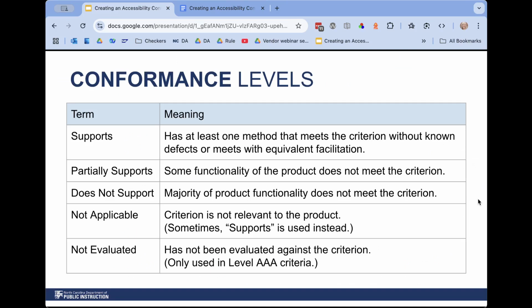All right, and then of course, not evaluated is included as a conformance level, but really this is just for the AAA level of criteria. Sometimes when I'm looking at a VPAT, those specific standards have just been deleted from the template. Generally, customers are looking for a minimum of A and AA, and AAA is great if you're meeting it, but it may not be set as a requirement. So either remove those standards altogether from the template if that works best for you, or simply denote that they've not been evaluated.